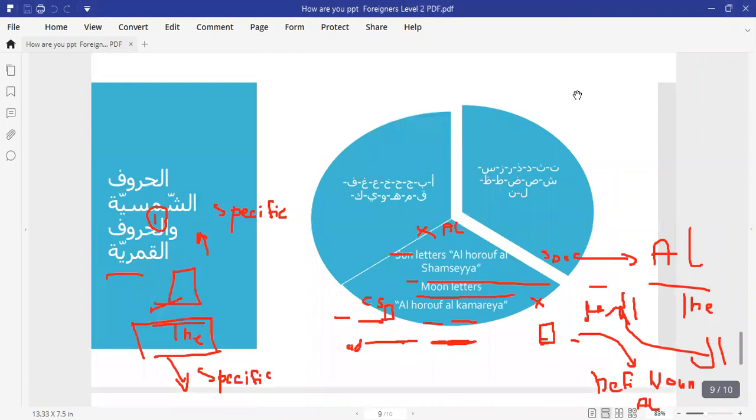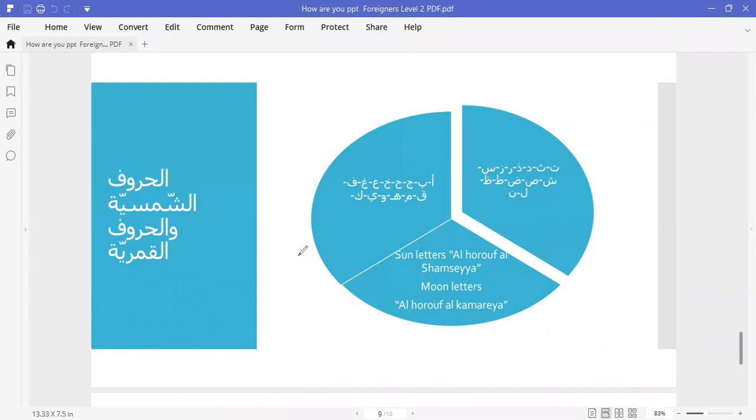Now I'm going to move to the thing that I care about most in the grammar part, something called sun letters and moon letters. We know the alphabetical letters in the Arabic language are 28. But part of these letters are called sun letters, and part are called moon letters. Let's see what the sun letters and the moon letters are. Letters in the plural is al-huruf.